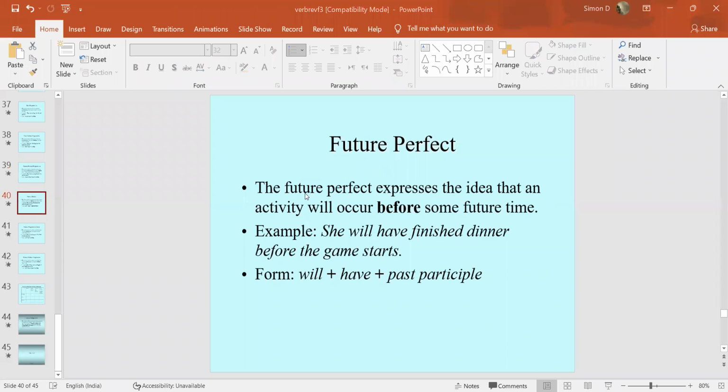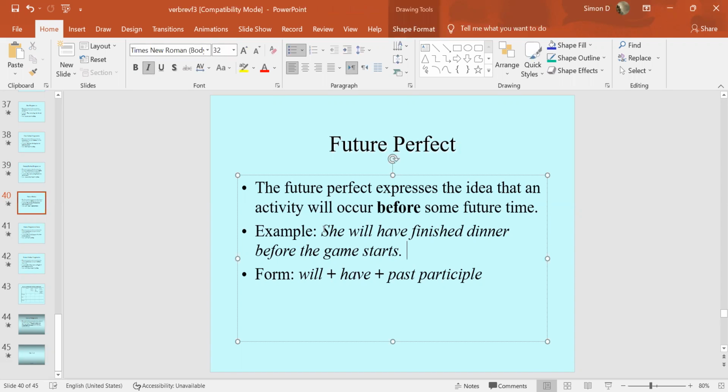Future perfect expresses the idea that an activity will occur before some future time. That specific time is in the future, and before that something will happen. So she will have finished dinner before the game starts. The specific time here is when the game starts. She will have finished. So that action will be perfect in the sense that it will be finished, perfected. So she will have finished dinner.